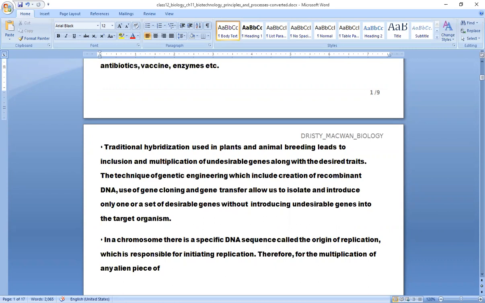So here it is said, the technique of genetic engineering, which includes creation of recombinant DNA. See here it is written recombinant DNA. You already know about DNA, but what is recombinant? Split the word into two: re and combinant. Combinant means something is combining, re means again. So recombining means the one which has already been combined is again going for combination. So the recombinant DNA is the fusion of two different types of DNA.